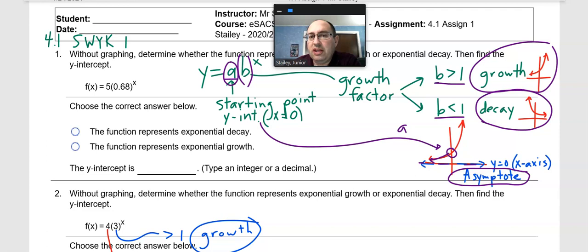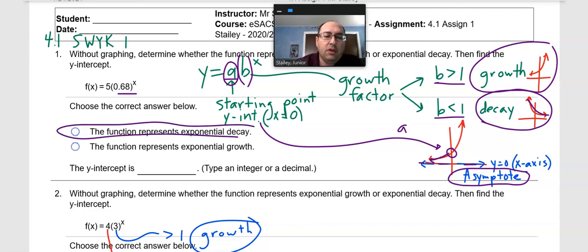So the function is getting closer and closer to that line on this side. Now, as you can see with the decay function, it would be closer and closer on the right side to that asymptote. It's a line that it never crosses, and it gets closer and closer and closer to. So in this particular situation, we have a growth factor of 0.68. That is exponential decay because the value is getting lower every time.